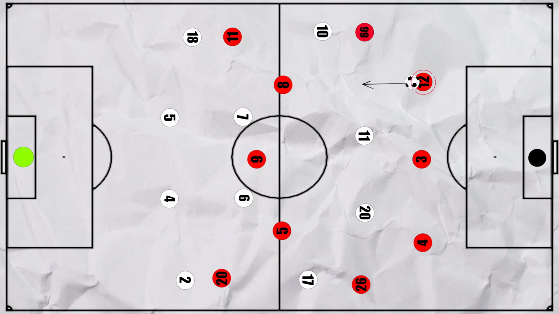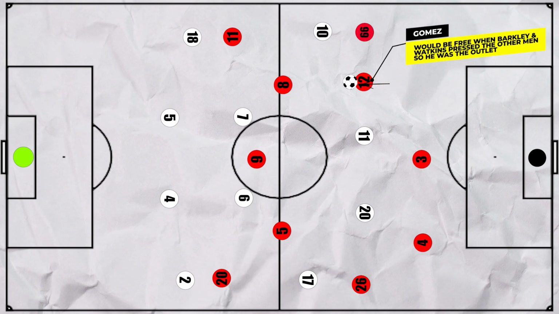Gomez was then often tasked with driving into the midfield on the outside of the two Villa frontmen.